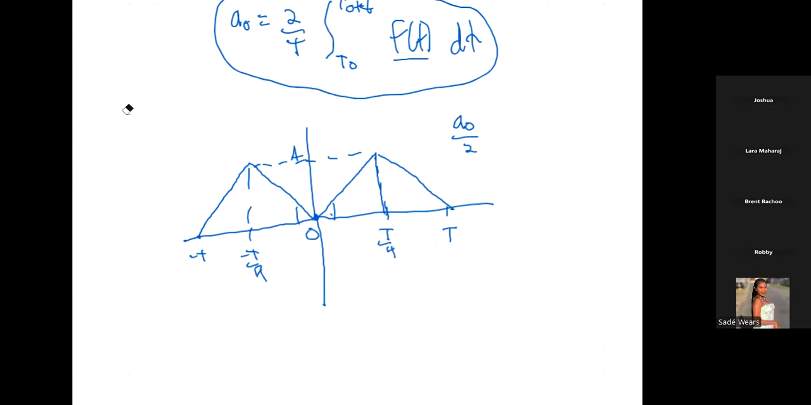Same idea: if it's a geometric shape, just find the area. If it's a sine function or a cos function, well, you gotta integrate. You can't run away from it, but try as much as possible to run away from the integration. With this one now, if you weren't doing geometric shapes, you'd have to get the equation of this line and integrate from 0 to T over 4. And you gotta get the equation for this line and integrate it from T over 4 to T.